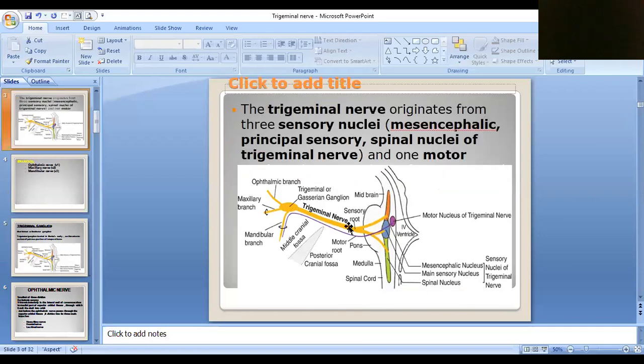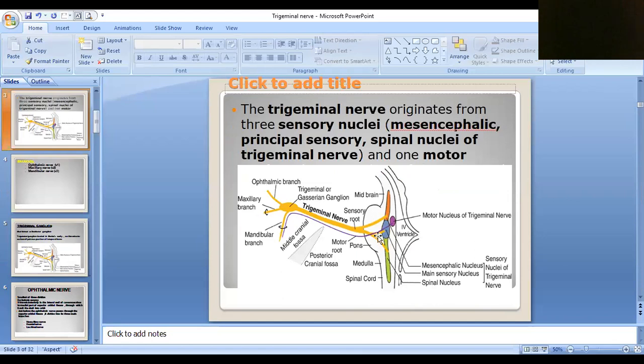Okay, so sensory fibers end in a ganglion known as the trigeminal ganglion. Now this trigeminal nerve gives three branches. See, the first one is the ophthalmic branch, the second one maxillary, and the third one mandibular.